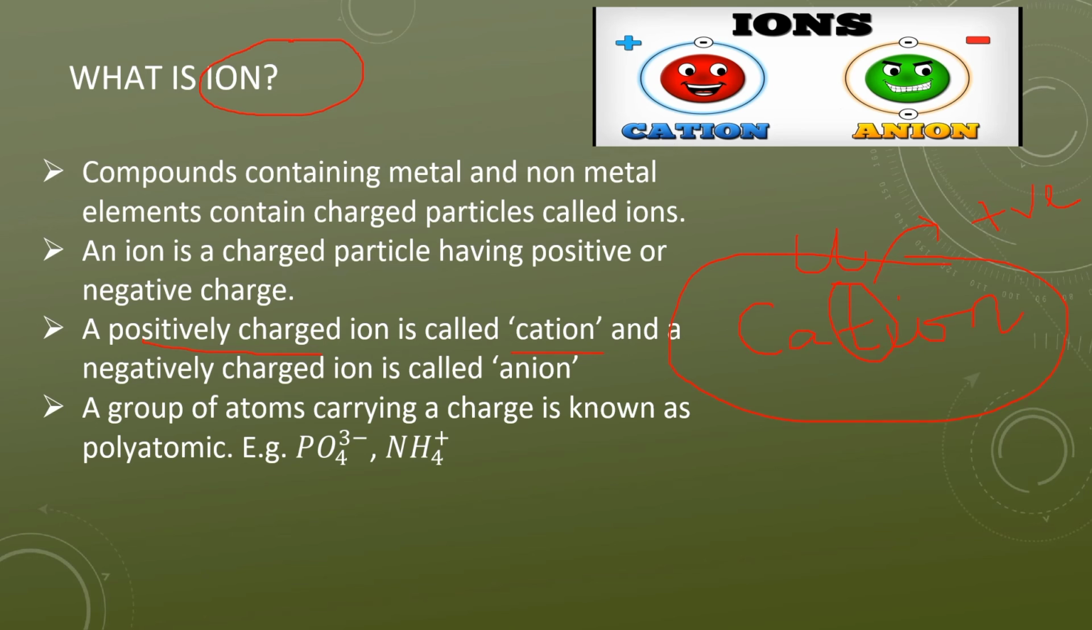A group of atoms carrying a charge is known as a polyatomic ion. Here you see there is a group of atoms: four oxygen and one phosphorus. That means a total of five atoms, it is a group. They are carrying a negative charge, that is an anion. Here you see they are carrying a positive charge, that is a cation. So we have learned about positive and negative charges, cation and anion, in terms of chemistry.